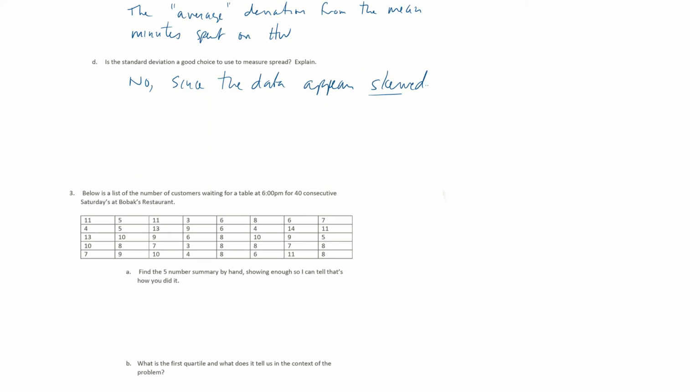Okay, 3. List of the number of customers waiting for a table at 6 o'clock on 40 consecutive Saturdays. Find the 5-number summary. So you have to write these in order, and I'm not going to do all, well, actually, maybe I will here. 5.